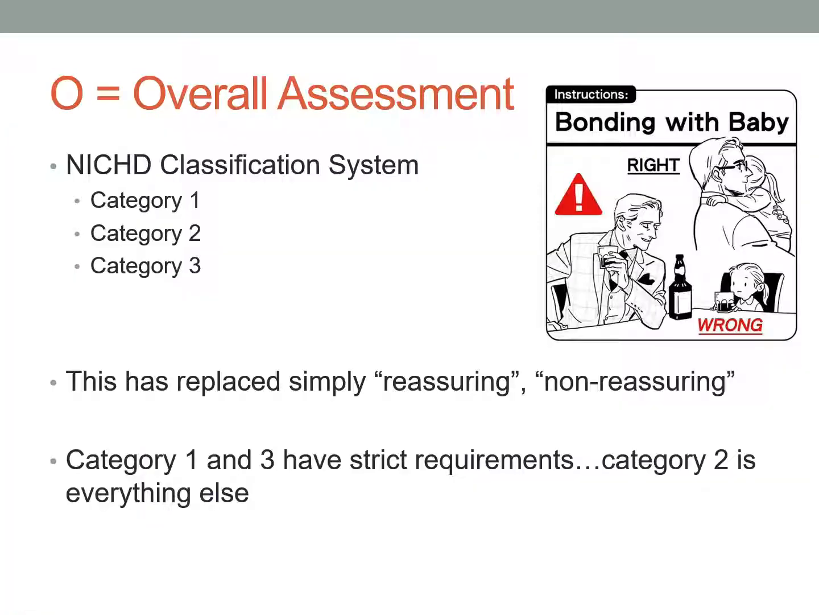Last in our mnemonic is your overall assessment. So your NICHD classification system. You're going to lump these into category 1, 2, or 3 rather than saying, yeah, the heart tones look good, or they look reassuring, or they look bad, or they look non-reassuring. So category 1 and 3 have really strict requirements for what goes into those categories. And then category 2 is everything else.